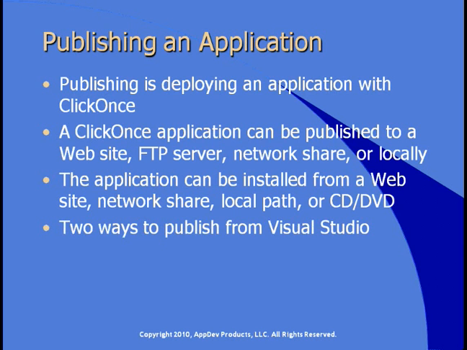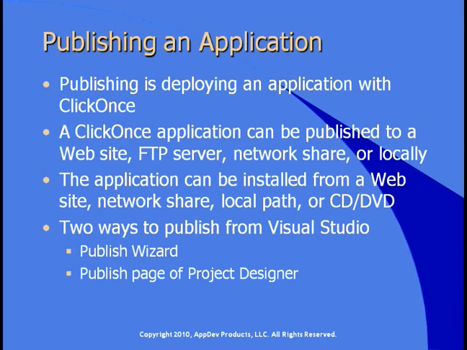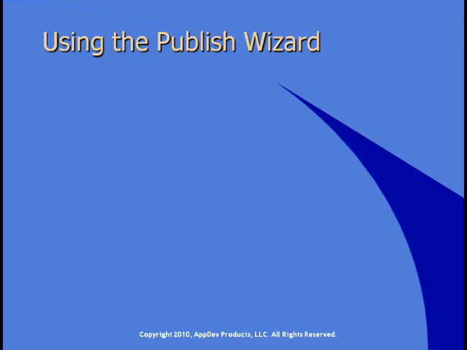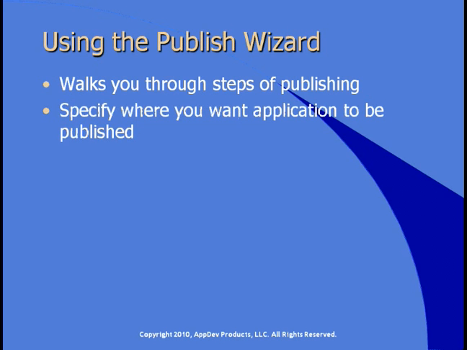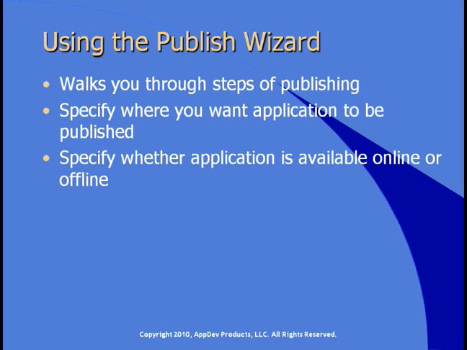There are two ways to publish an application from inside Visual Studio. You can use the Publish Wizard, and you can use the Publish page of the Project Designer. If you use the Publish Wizard, then the wizard walks you through the steps involved in publishing. You specify where you want the application to be published, you specify whether the application should be available online or offline, you click Finish, and Visual Studio publishes the application.